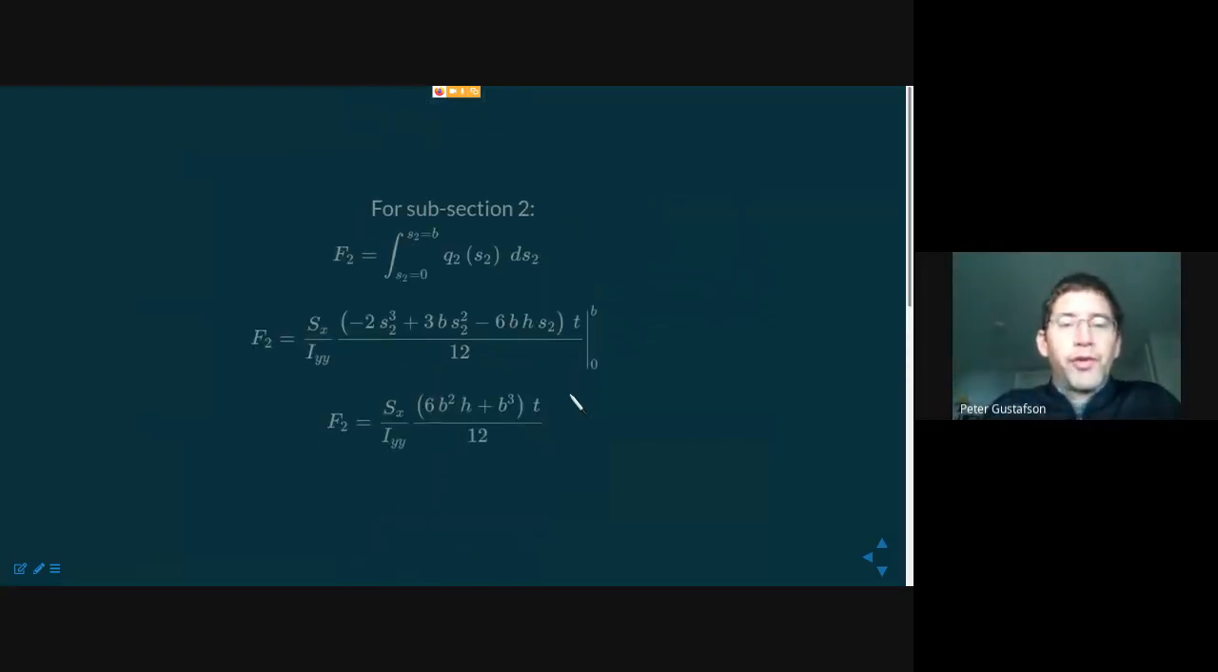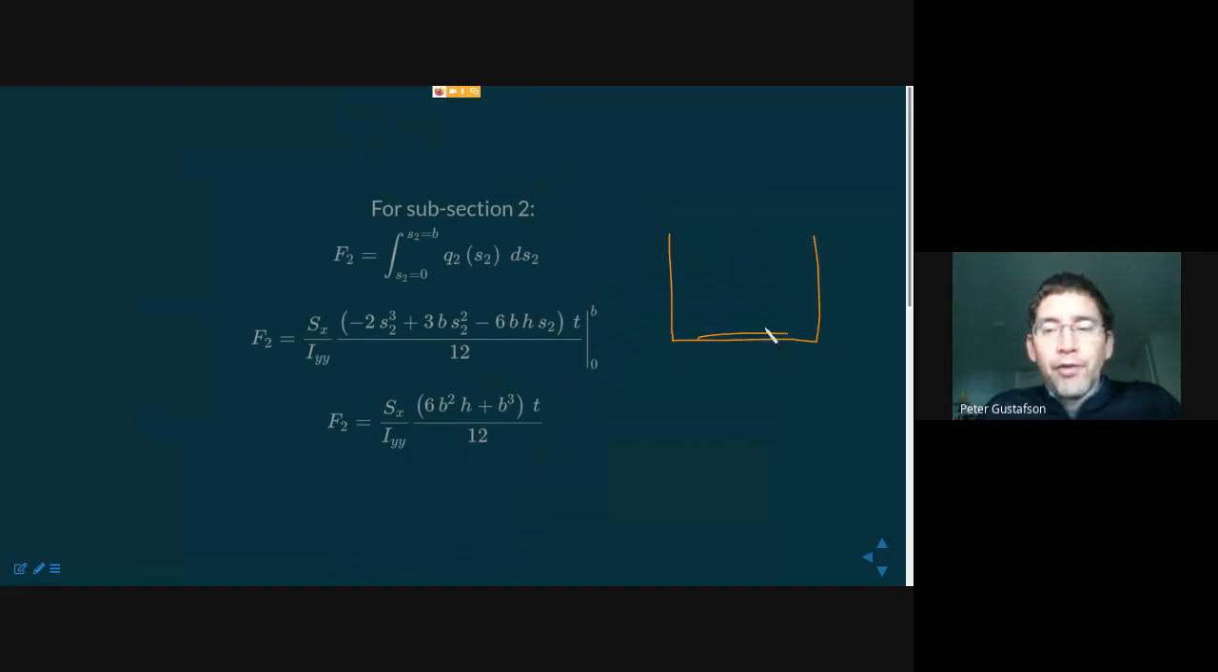Okay, we can do it, of course, for section 2 also. So this integral is the integral from S2 equals 0 to S2 equals B of the computed Q2, ds2. It was quadratic before, it becomes cubic. You can see the result: minus 2s2 cubed plus 3bs2 squared minus 6bhs2. That term evaluated in the limits of b and 0. You plug it in, and here's what you get, F2.